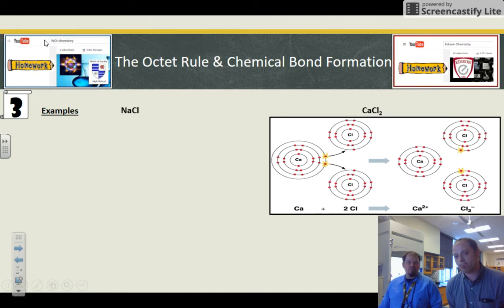While we're here, you can see the notation up top is CaCl2. What does that 2 mean? It means there are 2 chlorines for every calcium, which you can see in the picture of the Bohr models as well. 1 calcium atom on the left, 1 calcium ion on the right. 2 chlorine atoms on the left, 2 chlorine ions on the right.